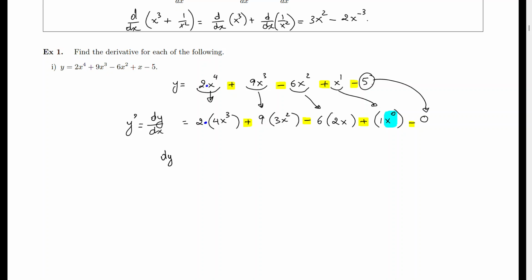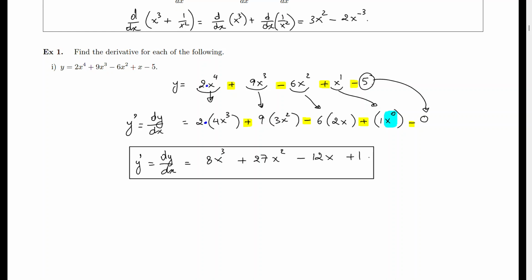So the derivative that I'm looking for, the dy over dx, or in other terms, the y prime, doesn't matter which one you pick, they're both the same. Then what's the derivative going to be? Well, 2 times 4 is going to be 8x cubed, and then we have 9 times 3, which is going to be 27 with the x squared. 6 times 2 is going to be 12 with the x, and then finally 1, and like we said, x to the power of 0 is really 1, and 1 times 1 is going to be just simply 1. And finally, there's a 0 at the end, which I don't need to write, and that's the end. So this is my final answer.